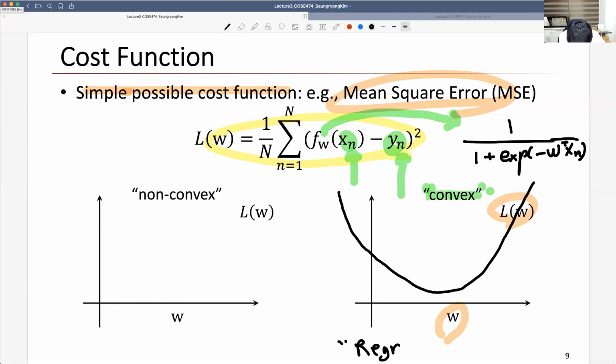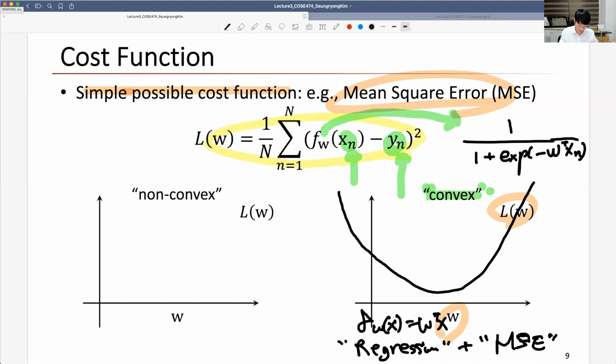So in regression plus MSE loss, the cost curve looks like this one. In this case, f(W,x) was W transpose x, right? It was a simple case. In this case, we can easily find the optimal parameter by using gradient descent. So we can start from here, then follow the path like this one. It was the gradient descent.